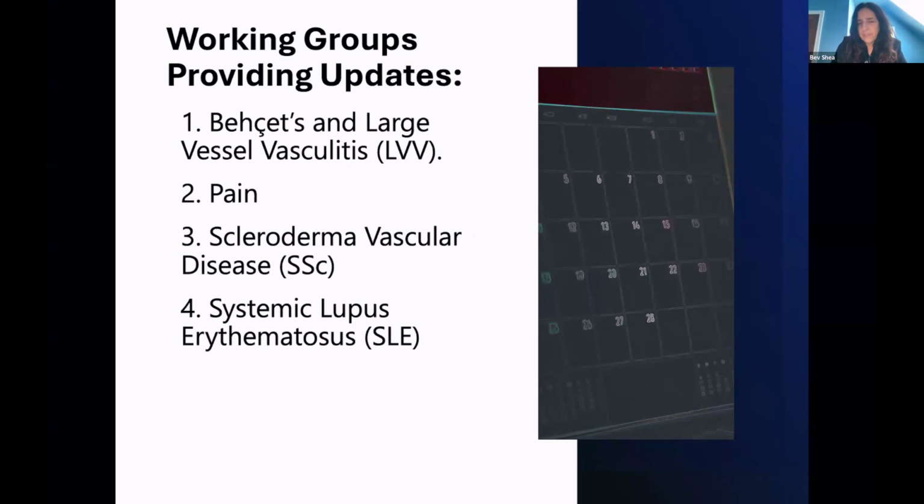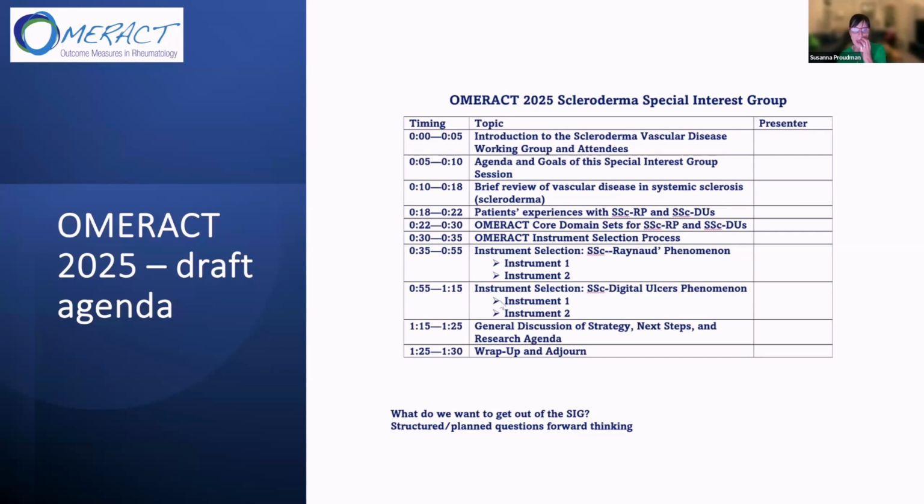So we'll be recapping some of these core domain sets and our progress at that point for OMERACT instrument selection, and perhaps run through some potential instruments as I've already outlined. We haven't got much further yet in terms of spelling out exactly how we would like to direct this discussion about strategy, next steps and research agenda, but there will be a bit more work on that so that we can determine what we want to get out of the SIG, and ideally develop some structured questions to direct the discussions. And that's it from me.